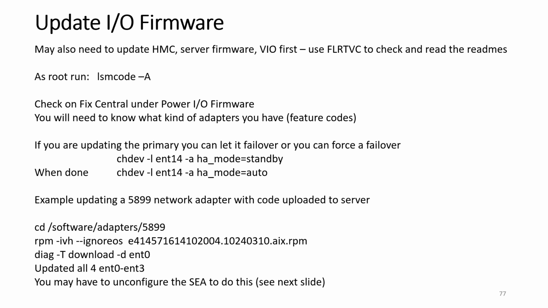SEAs, you may have to turn those off, so I'll show you how to do that in a minute. I usually, if I'm working on my primary VIO, I'll flip it into standby mode, so I force a failover, and when I'm done I bring it back to auto mode. That way I know immediately before I start updating anything if there's an issue with my network setup.